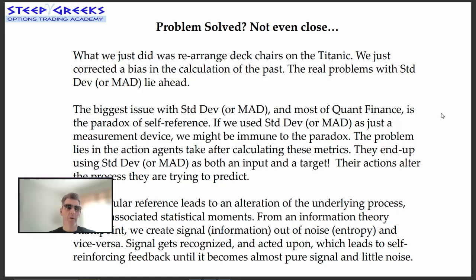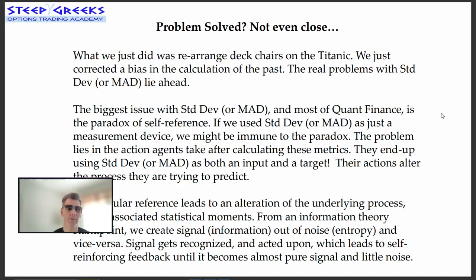What we did is just rearrange deck chairs on the Titanic. We just corrected a bias in the calculation of the past. That's the real problem with standard deviation, or mean absolute deviation, lies ahead. The biggest issue with standard deviation or mean absolute deviation, and most of quant finance in general, is what's termed as the paradox of self-reference.